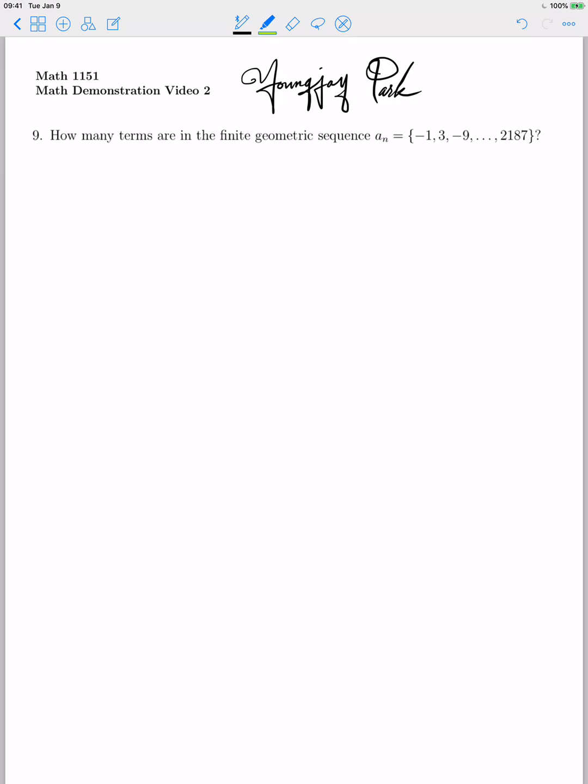First, let's interpret our problem. Here it says finite geometric sequence, so we know that there are a limited number of terms within this sequence. -1 was given as our first term, 3 as the second term, -9 as the third term, and 2187 is the nth term. So we are trying to figure out the number n.